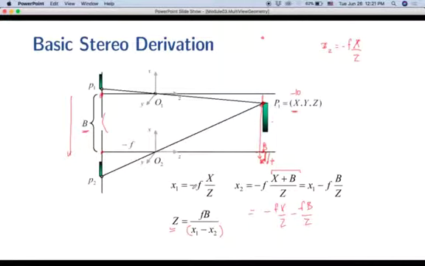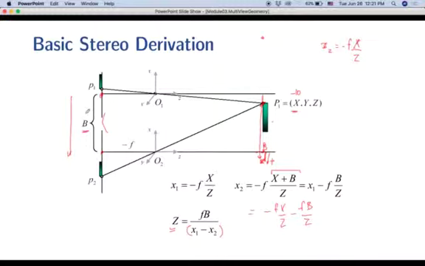Oh, this minus sign? The minus f? We can write the camera model with the minus sign and without the minus sign. If I assume that the image plane is behind the camera, then I write it with the minus sign because the image comes out inverted.